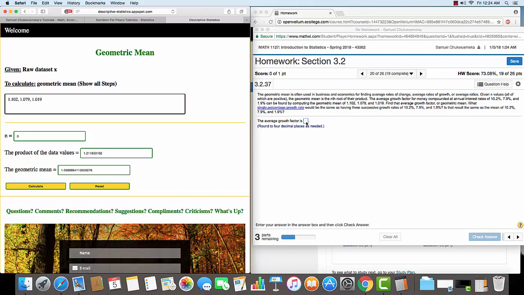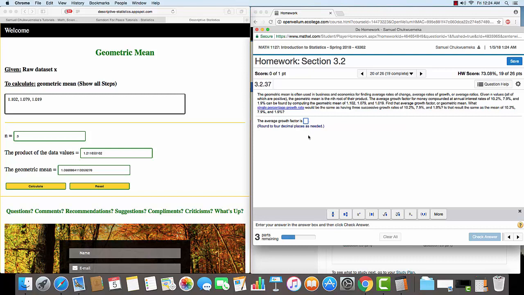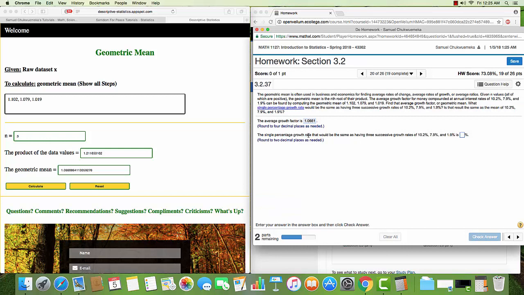So the geometric mean is the average growth factor, round to four decimal places as needed. So this will be 1.0661. Okay? Then it says here, the single percentage growth rate that would be the same as having three successive growth rates of 10.2%, 7.9%, and 1.9% is what? And they want us to round to two decimal places as needed.